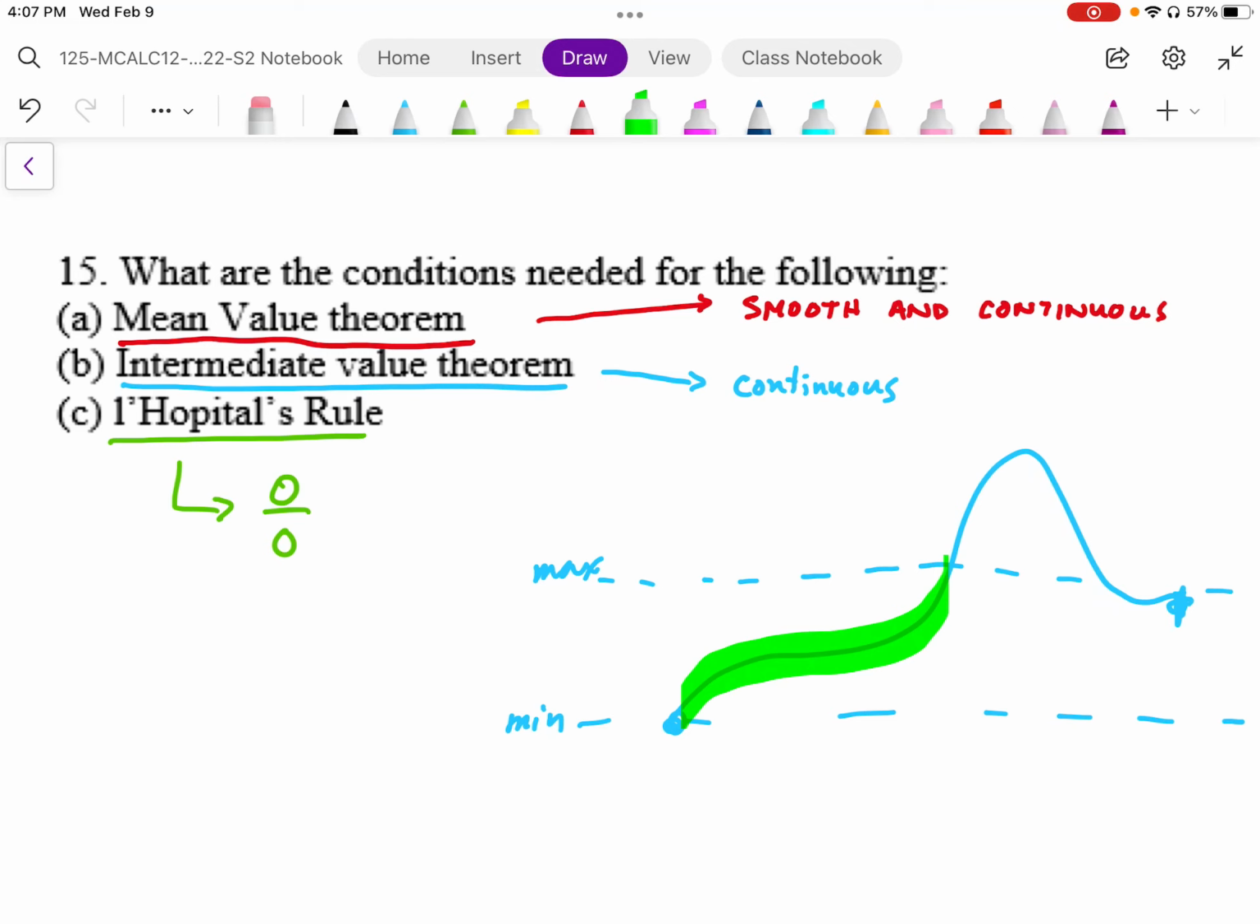And then lastly, L'Hopital's rule, if we don't check for the condition 0 over 0, we could end up with results that are invalid. Okay, so we can end up with things that look correct, but they're invalid because we did not check for the condition before we were able to use L'Hopital's rule.